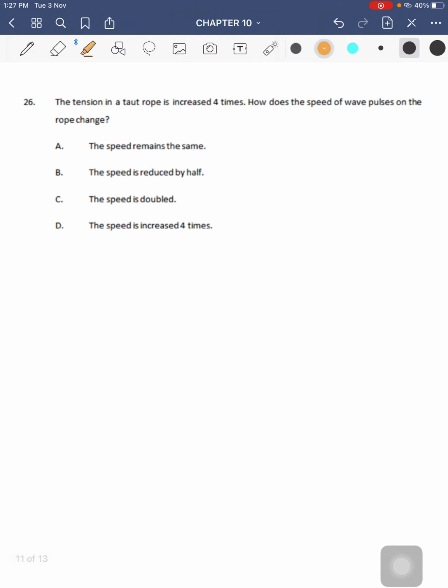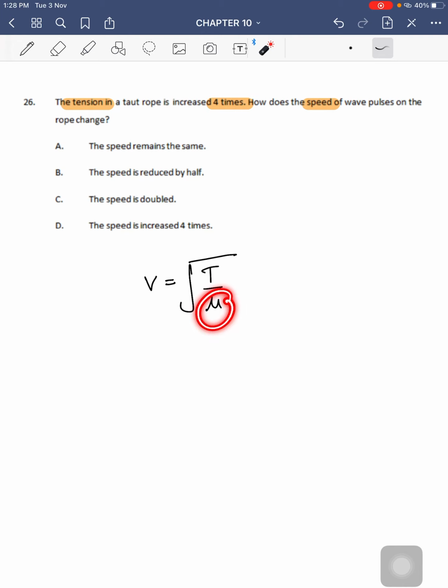The next question. The tension in a taut rope is increased 4 times. How does the speed of the wave pulse on the rope change? So it asks about the change of velocity with respect to tension. What is the relationship between tension and velocity? We have one equation that relates both. Velocity is equal to the square root of the tension divided by mu. What is mu? Remember again, mu is the mass per unit length.